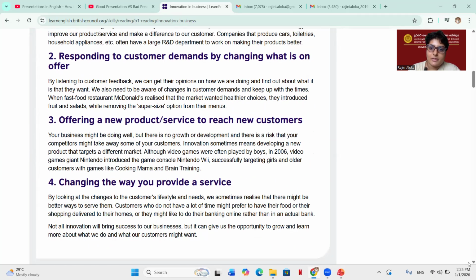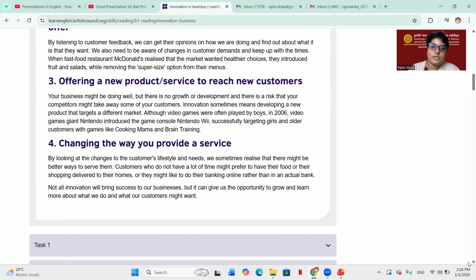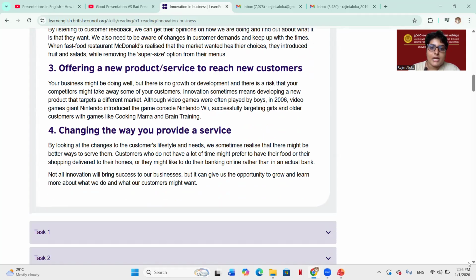Responding to customer demands by changing what is on offer. By listening to customer feedback, we can get their opinions on how we are doing and find out what it is that they want. We also need to be aware of changes in customer demands and keep up with the times. When fast food restaurant McDonald's realized that the market wanted healthier choices, they introduced fruit salads while removing the supersize option from their menus.